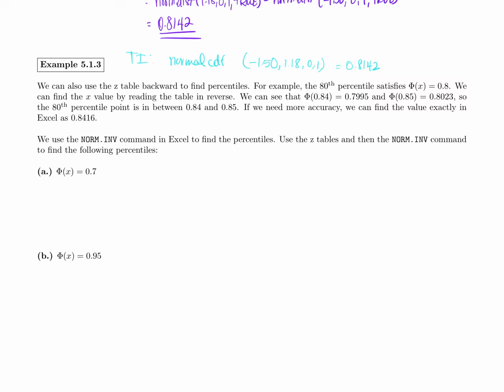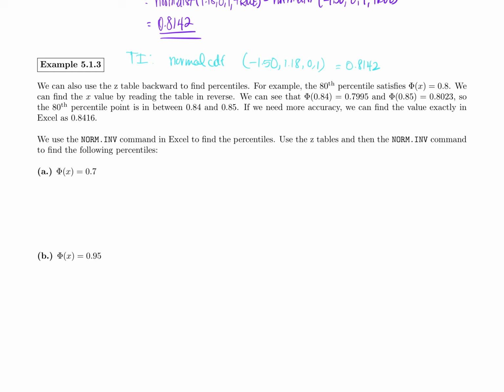So we can find the x value then by reading the table in reverse. And we can see that Phi of 0.84 is 0.7995, and Phi of 0.85 is 0.8023. So the 80th percentile will be somewhere in between them. And that feels uncomfortable to land in between. So instead, let's use Excel or the TI to figure this one out.